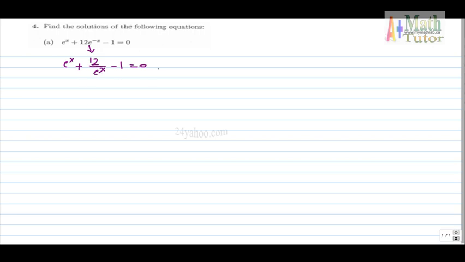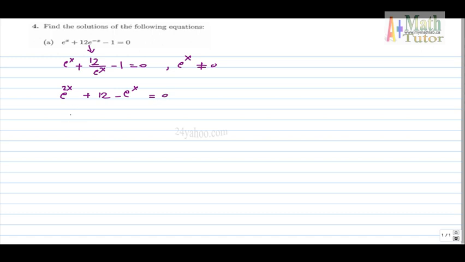And we know that e to the x can never be 0. So e to the x is always different from 0, whatever value you choose for x. So we can multiply by e to the x on the left and on the right to simplify the whole equation. We get e to the x times e to the x, you add the exponents, 2x, and then plus 12 minus e to the x equals 0.